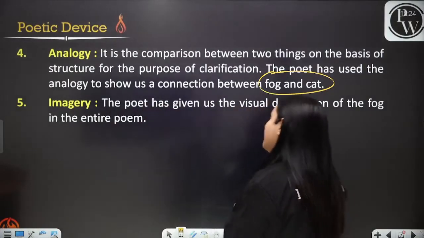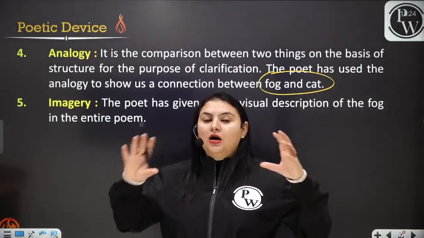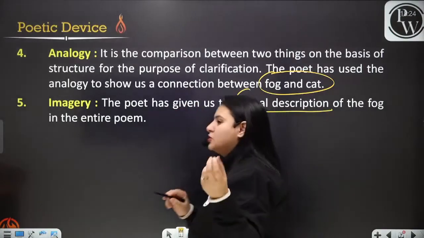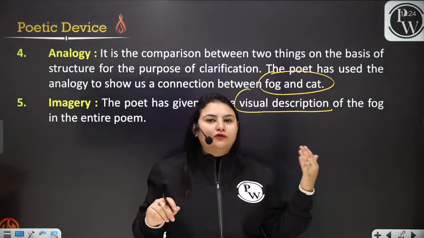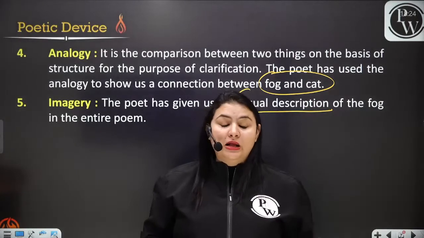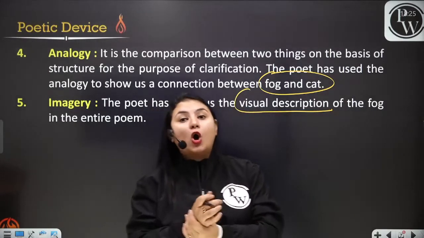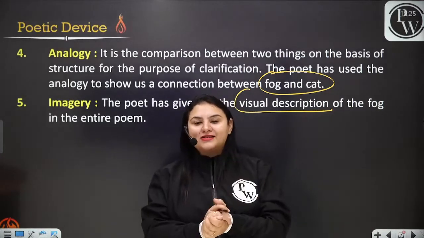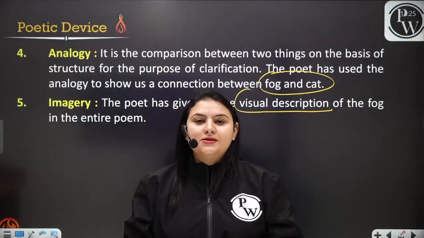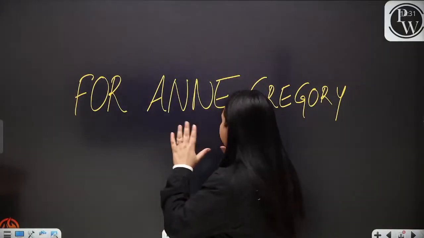Now, the next thing, imagery. The poet is successful in making a visual imagery in your mind, creating a visual description. Even if you read this poem without any explanation, even if you do not read the summary of this poem, if you read the poem, you can draw an image in your mind. When you read the word fog, you can imagine fog in your mind. It means that he has used visual imagery. So it has imagery. Okay, so now we are going to read the second poem, that is For Anne Gregory.